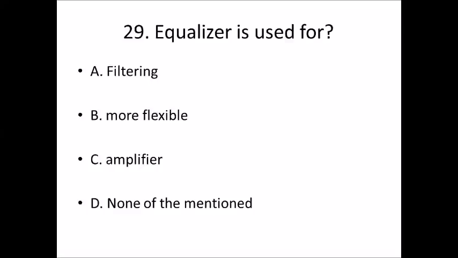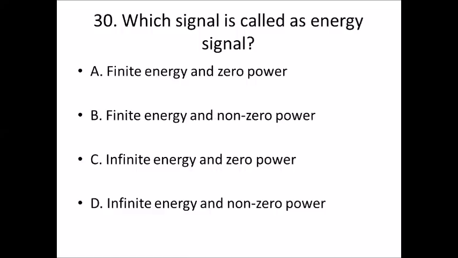29th bit. Equalizer is used for option A, filtering. Option B, more flexible. Option C, amplifier. Option D, none of the mentioned. Answer guess cheyandi. Answer option A, filtering.